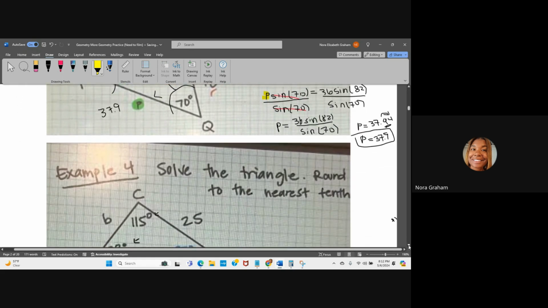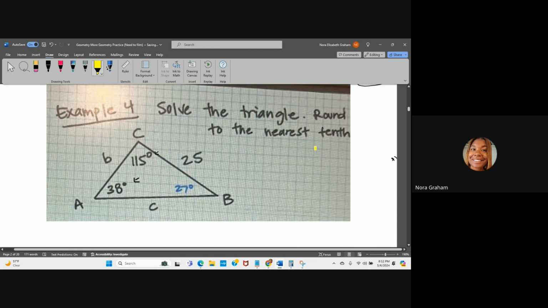And then this last one as well, solve the triangle rounded to the nearest tenth. For this one, I'll write down the answers, but I want you guys to try to find it. Like I said, I want more comments, so comment and I will respond back. Promise. So they want you to find side C, angle B, and then also side B. You're going to use law of cosines.